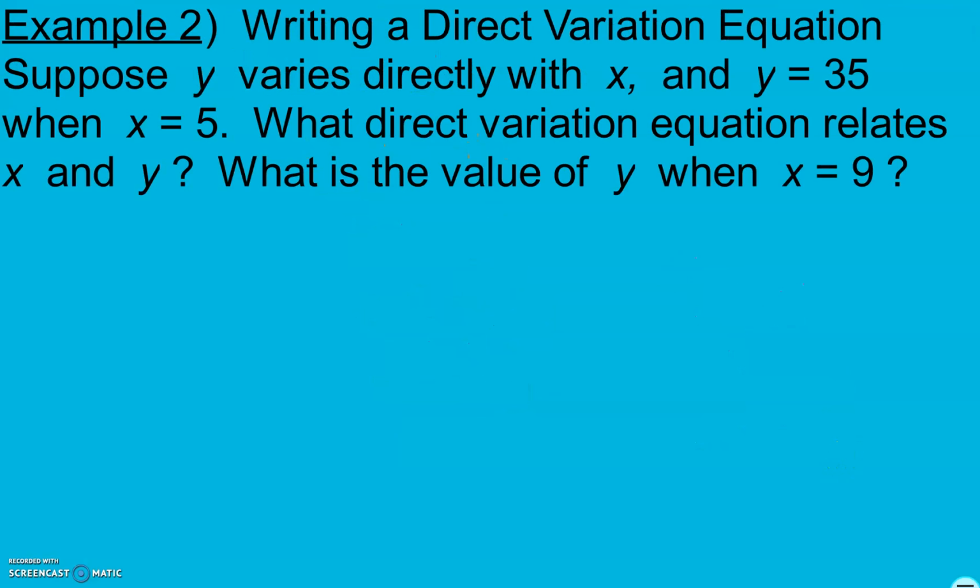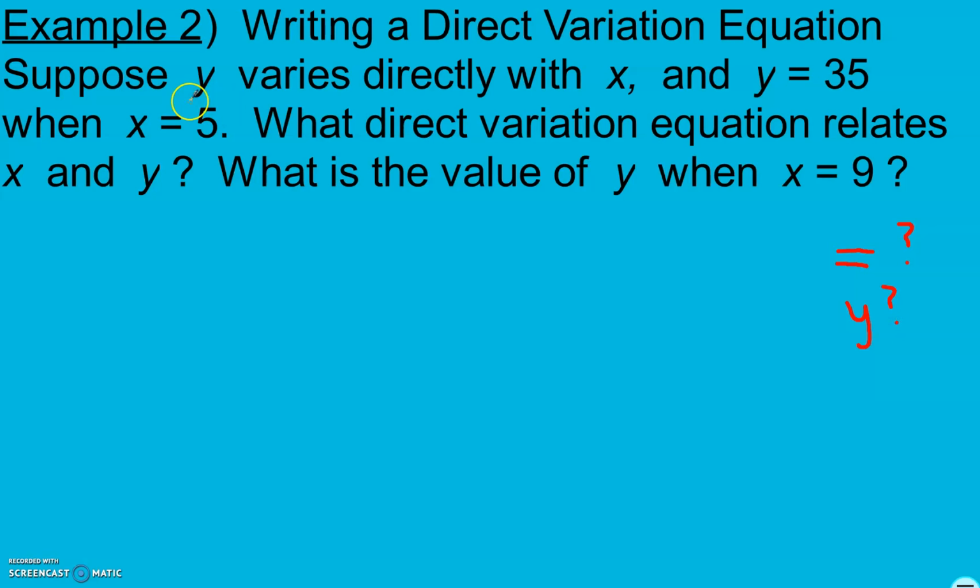In example 2, we're going to write a direct variation equation. It says, suppose y varies directly with x, and y equals 35 when x is 5. What direct variation equation relates x and y? And then what is the value of y when x is 9? So we're looking for two things here. We're looking for a direct variation equation, and we're looking for the value of y.